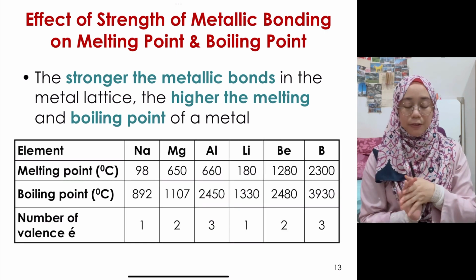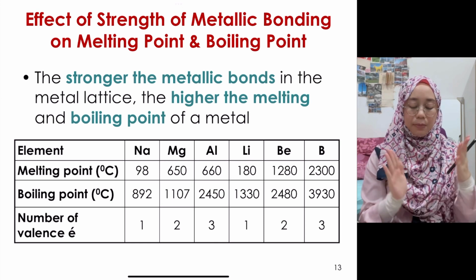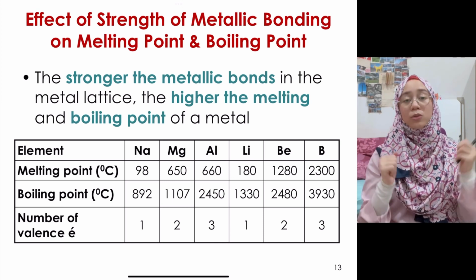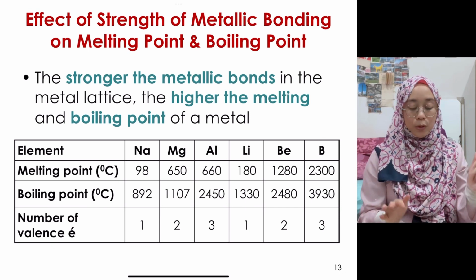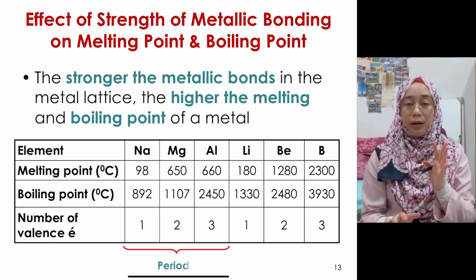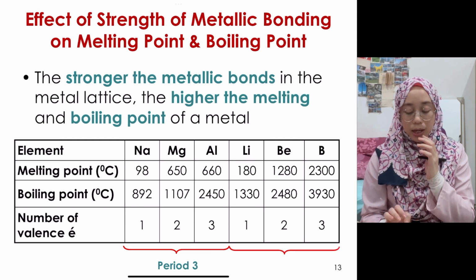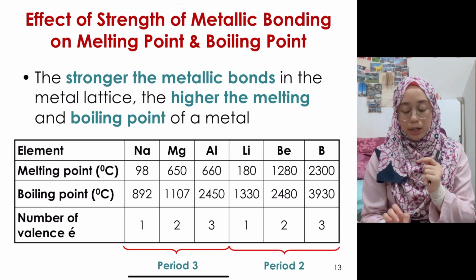So for example, given to you here, you have sodium, magnesium, aluminium, lithium, beryllium and also boron. So what is the relationship between these 6 metals actually? So sodium, magnesium, aluminium, all of them are in period 3. Meanwhile, lithium to boron, semua tu adalah dalam period 2.